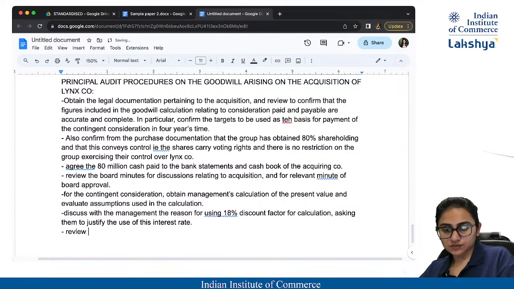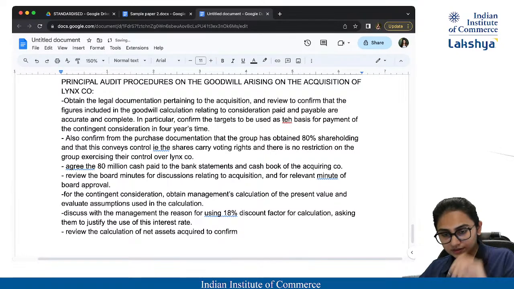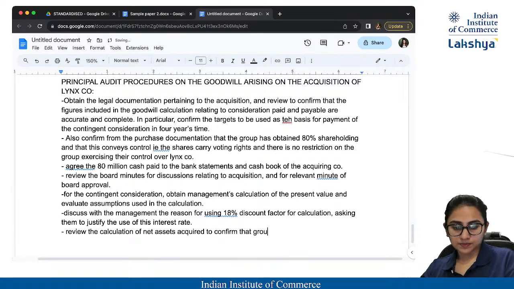Review the calculation of net assets acquired to confirm that the true accounting policies have been applied.